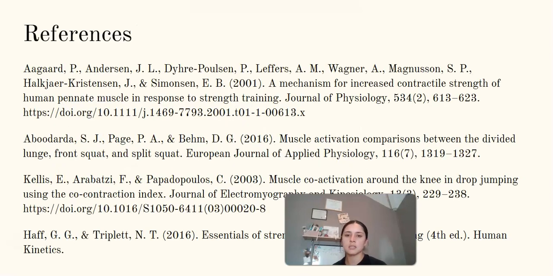And then lastly, these are my references, referencing the 3 articles as well as our book that we read this semester.